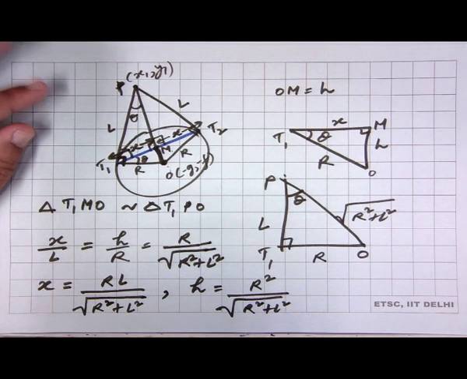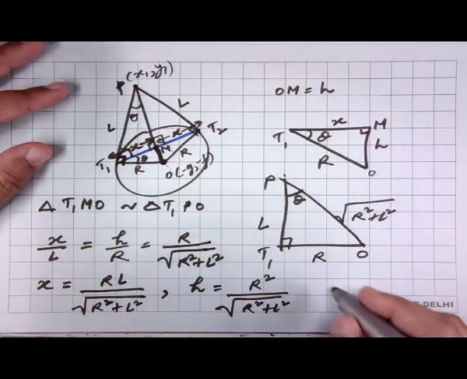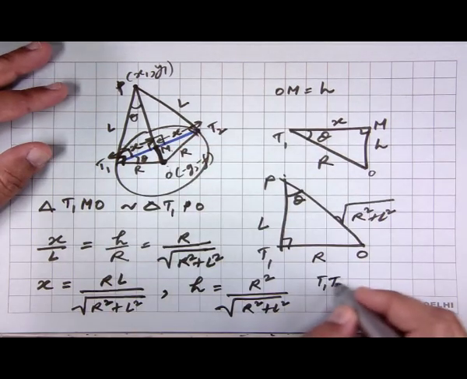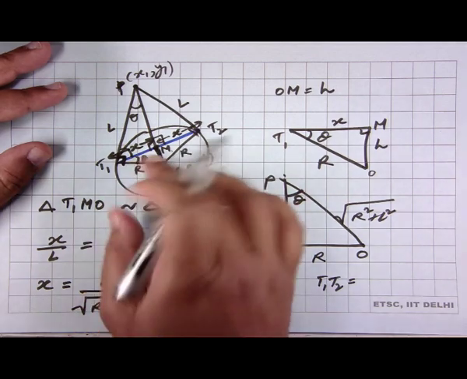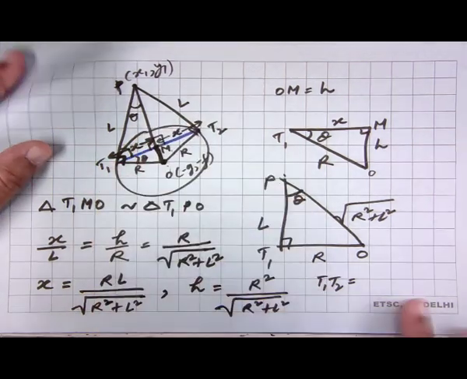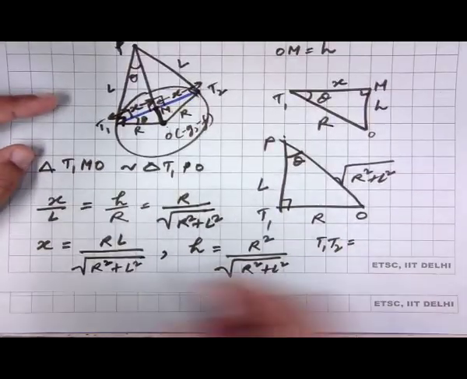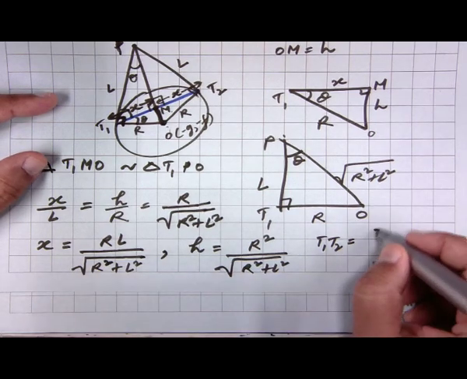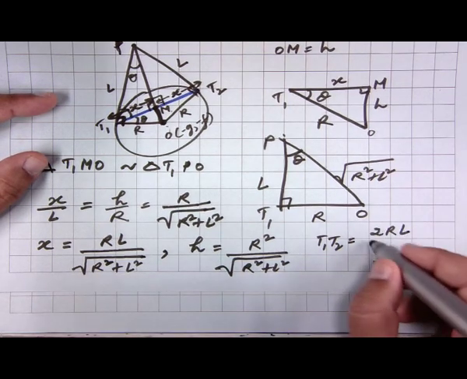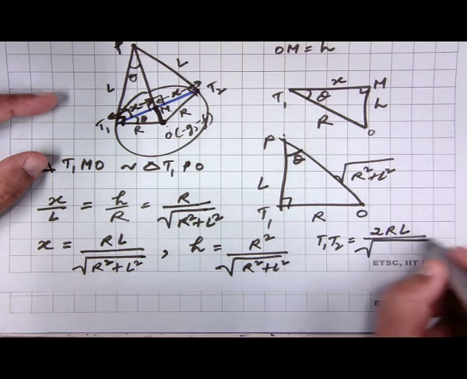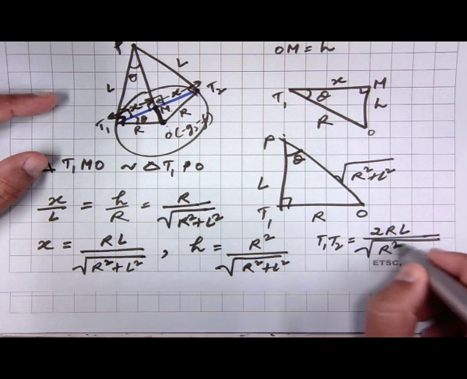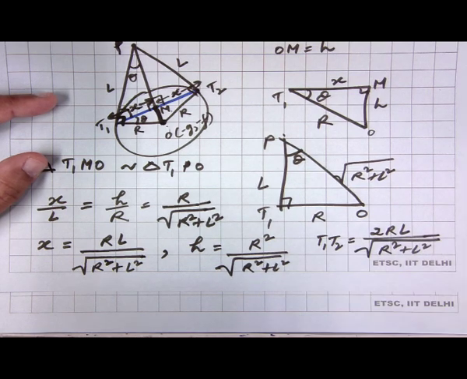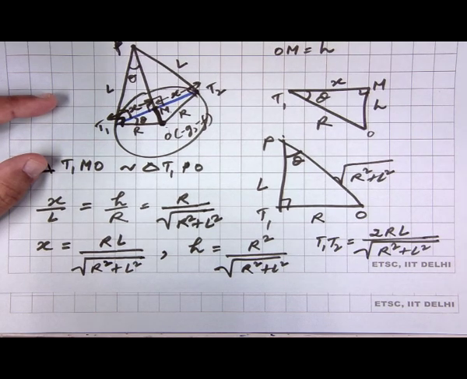And therefore, the length of the chord of contact T1 T2 is simply twice that of x. So, which is 2 times x, which is 2 r L by square root of r square plus L square.